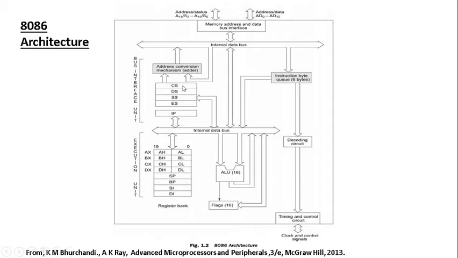These are some of them, that is CS, DS, SS and ES. CS stands for code segment register, DS stands for data segment register, SS stands for stack segment register, ES stands for extra segment register. So these four registers are exclusively used for addressing, that you have to remember.